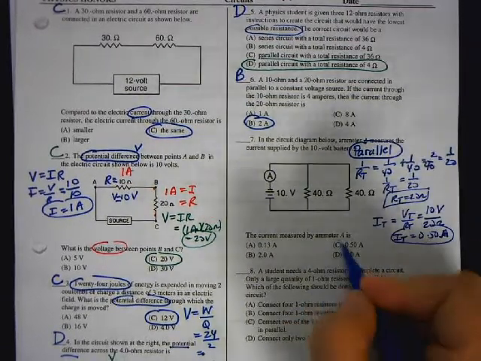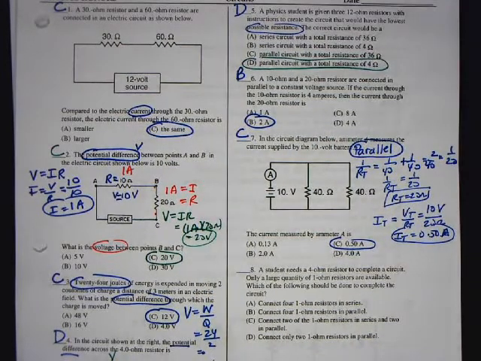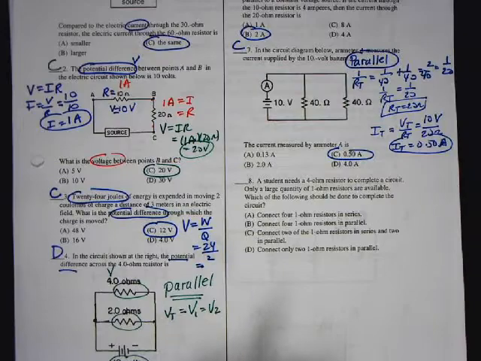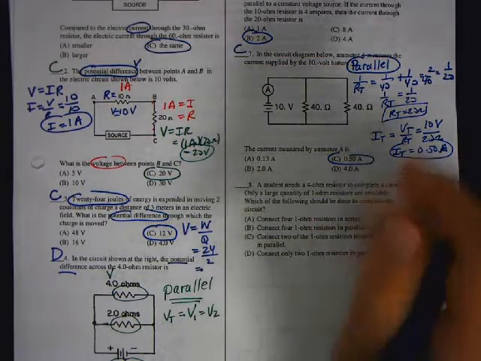Number 8. A student needs a 4 ohm resistor to complete a circuit. Only a large quantity of 1 ohm resistors are available. Which of the following should be done to complete the circuit? So when it says a student needs a 4 ohm resistor, now I want to see what would be equivalent to the 4 ohm resistor.